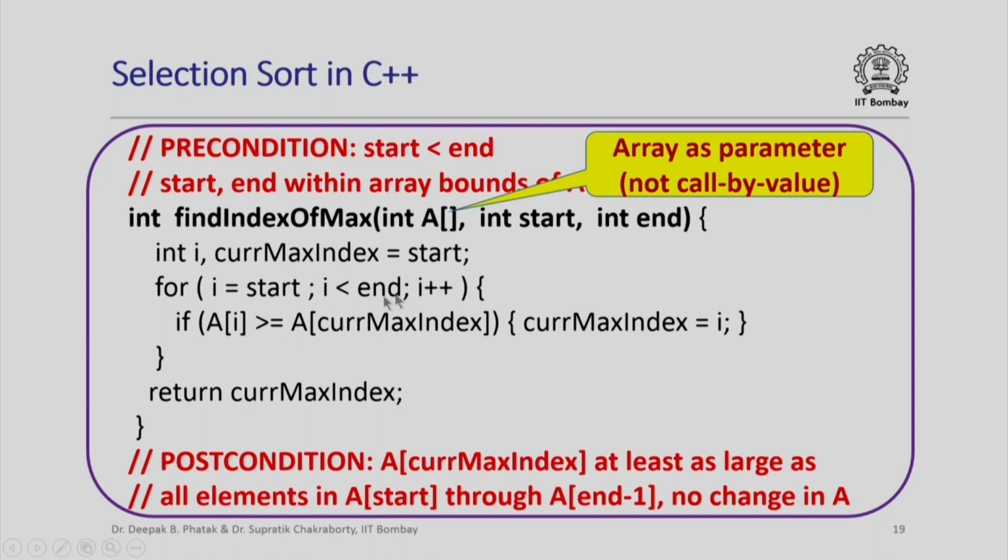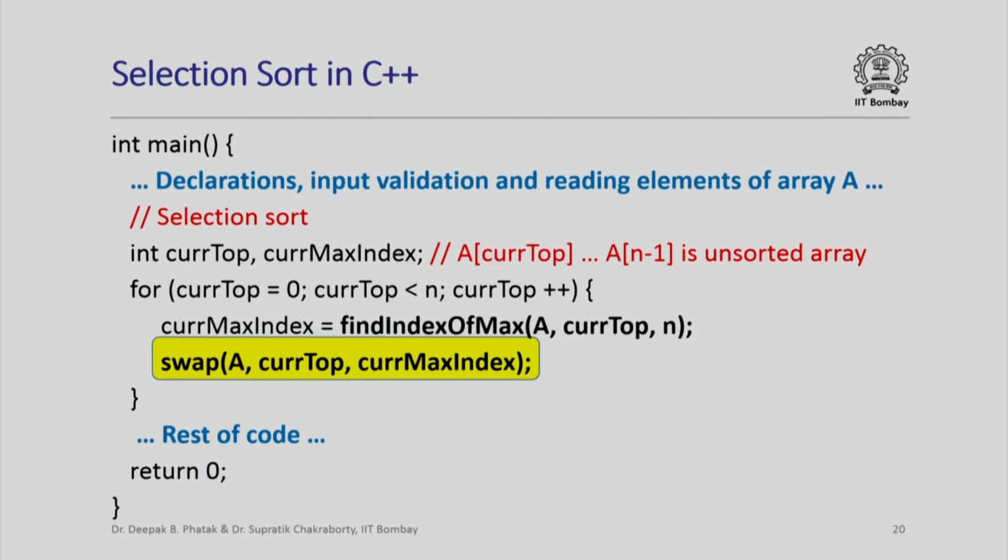We iterate through the elements of the array from start through n minus 1, and at any point of time if I find an element of the array which is greater than or equal to the currently maximum seen element, the currently maximum seen element is A of start to begin with. So if I find such an element, I simply update the current max index to the current index, and once this entire loop is done, I am going to return current max index. So this is fairly straightforward.